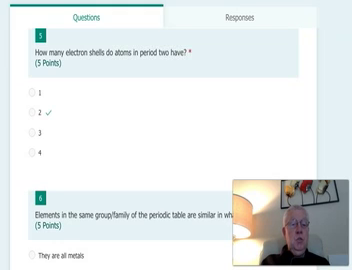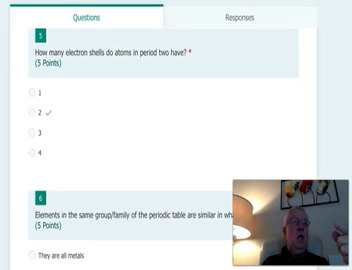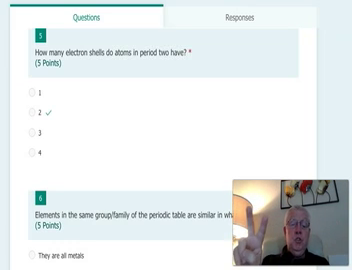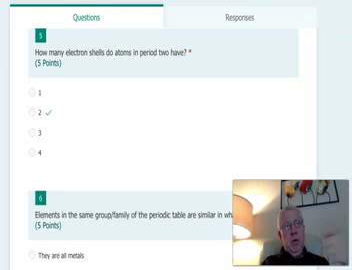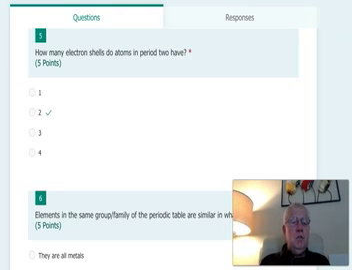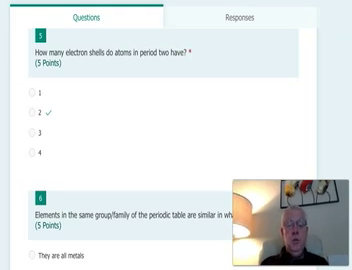When I said this is period 1, there is 1 shell or 1 orbit. When I said this is period number 2, that's 2 shells or 2 orbits. Write that down. When I said this is period 3, there are 3 orbits or 3 shells. So how many electron shells do atoms in period 2 have? 2. Okay? Periods equal number of shells. You just have to know that.